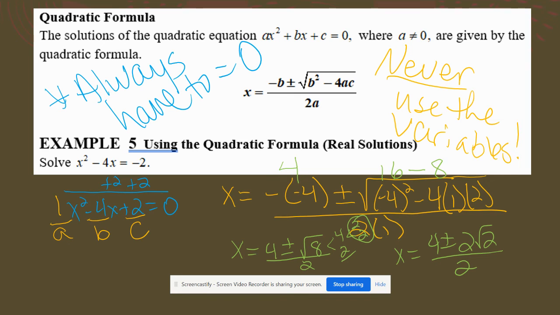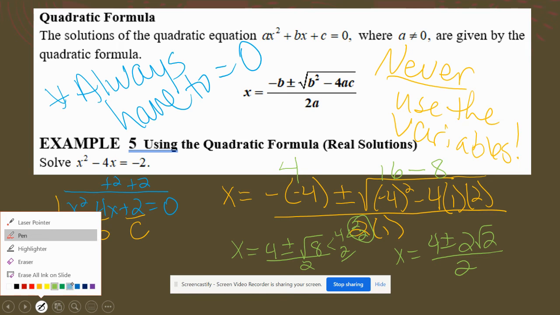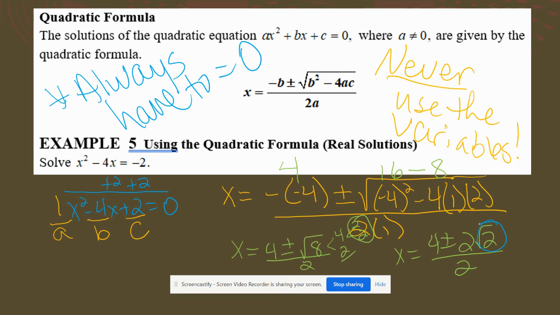And then again, as with any fraction, we always make sure that we check for reducing by common factors. Remember, you cannot count the square root of 2 as a common factor because the square root is not the same type of number. This 4 reduces by 2 to 1. 2 divided by 2 is 1. 2 divided by 2 is 1. So we're left with 2 plus or minus the square root of 2. You can put the 1 in front of here if you want. You can put it over 1 if you want, but you don't have to. They both mean the same thing.